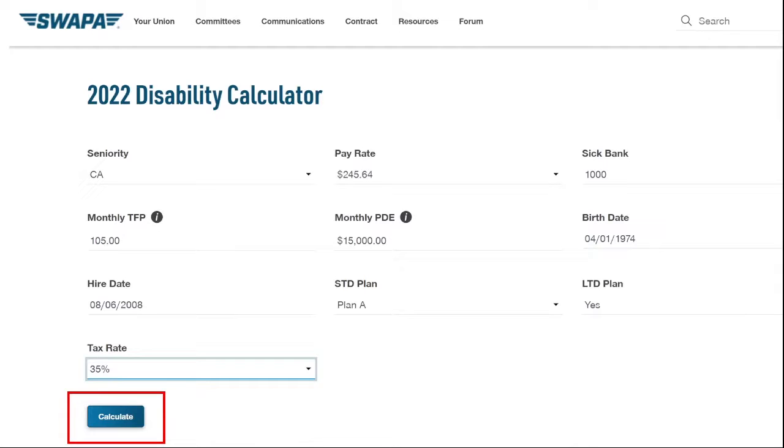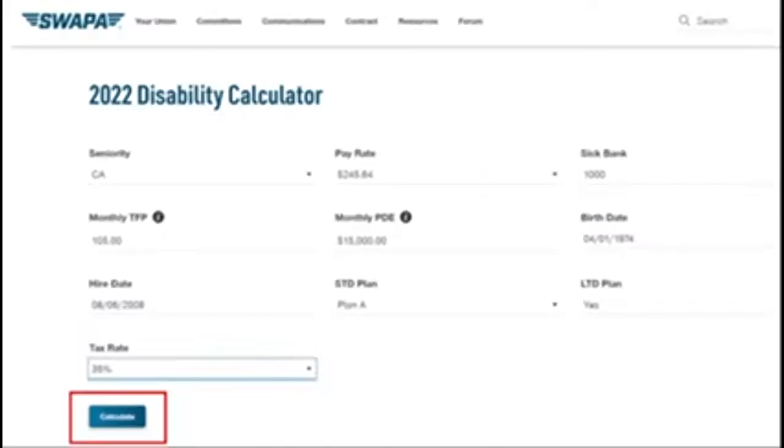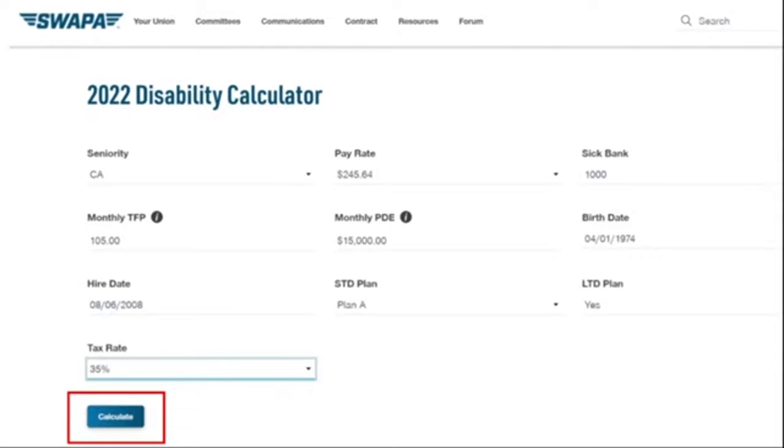A lot of it auto-populates: seniority, pay rate, sick bank, and monthly trip for pay auto defaults to 105, and you can adjust that to how many sick trips you want to use a month after the 30-day elimination period. Your monthly PDE auto-populates, and your birth date and hire date all auto-populate. Make sure you get the right short-term disability plan, A or B. Make sure the long-term disability plan says yes if you have it or no if you don't. And then make sure the tax rate is accurate for you. Once you do that, hit calculate.